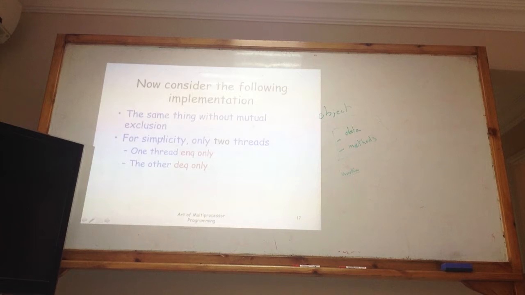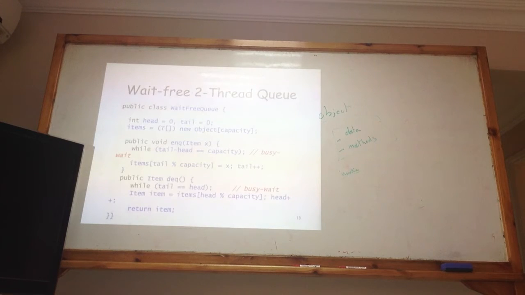So let's assume we now have another implementation without mutual exclusion. Anyone can do anything. There are no locks at all. To make things simple, we assume we only have two threads, one that always performs the enqueue operation and the other the dequeue. It's like a producer-consumer relation. This is how it looks. This is your queue, with head and tail and items, and there are no locks.